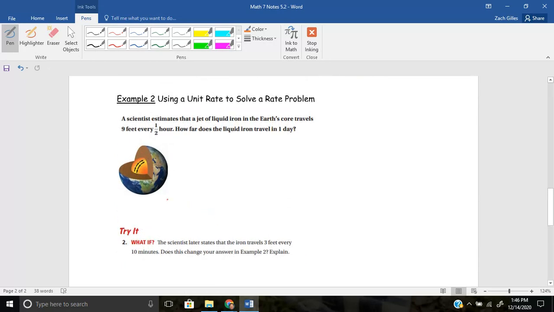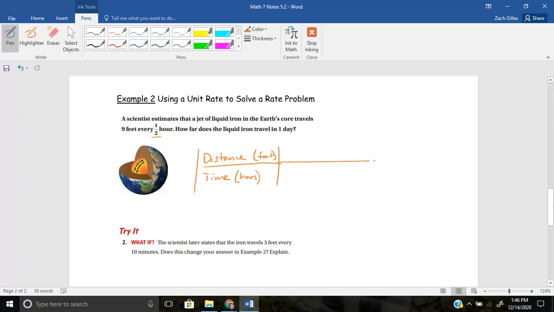All right, example 2 says that a scientist estimates that a jet of liquid iron in Earth's core travels 9 feet for every half hour. How far does the liquid iron travel in one day? All right. For this one, I'm going to set up a ratio table and show you that a ratio table, like we did last section, will work too. So I'm comparing distance and time. And my time is in hours, and my distance is in feet.